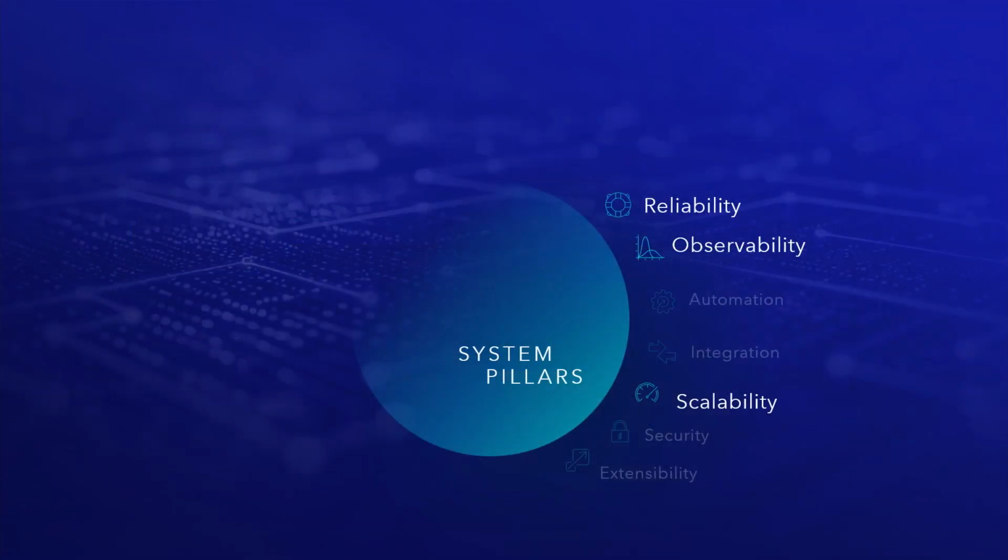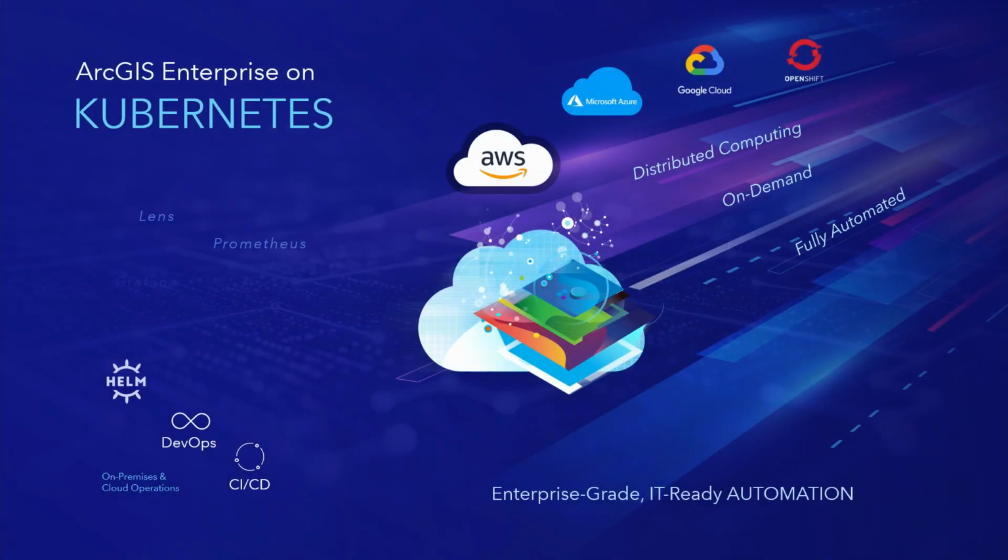Next, we'll look at what is arguably the most important pillar, reliability, and oftentimes observability and scalability also are related to it. For that, I'd like to talk about ArcGIS Enterprise on Kubernetes. It was built cloud native from the ground up. It's a fully automated system for distributed computing. You get capabilities as microservices delivered as containers.